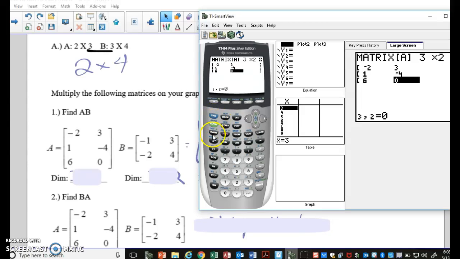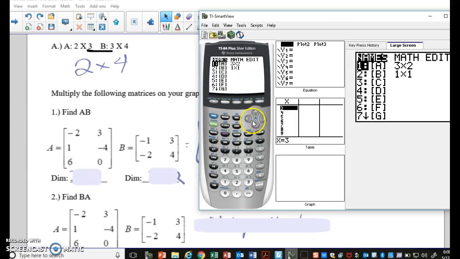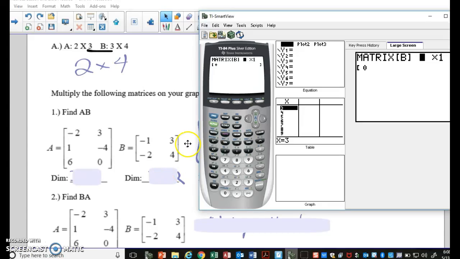Then go second matrix again. And now over to edit, we're going to put in matrix B. What dimensions do we have for matrix B? It's a 2 by 2. You'll enter in those values as well. Make sure you're putting in the correct entries into these. And then you'll do second quit to get out of the matrix.